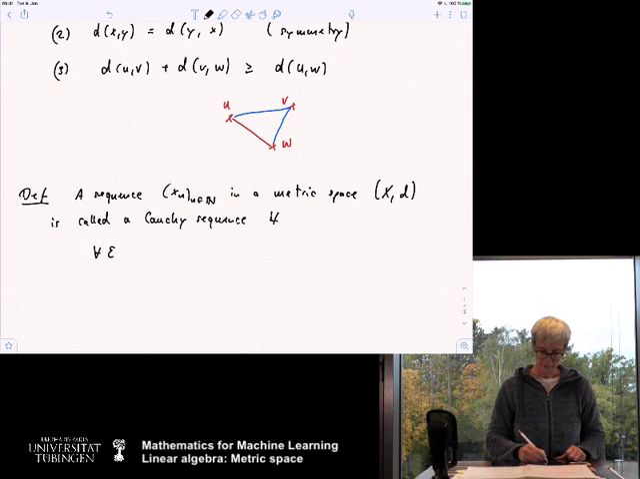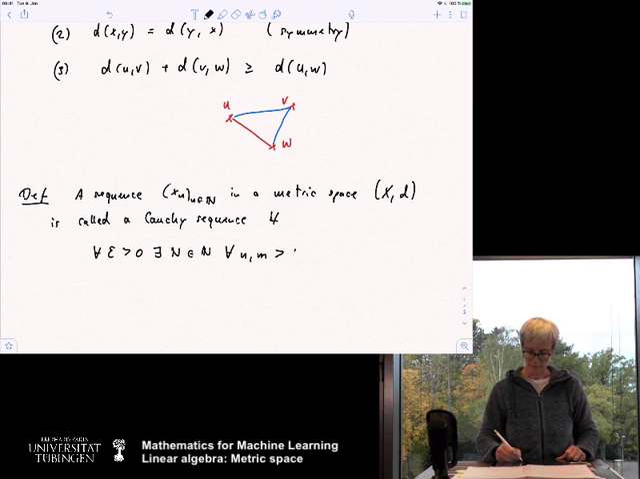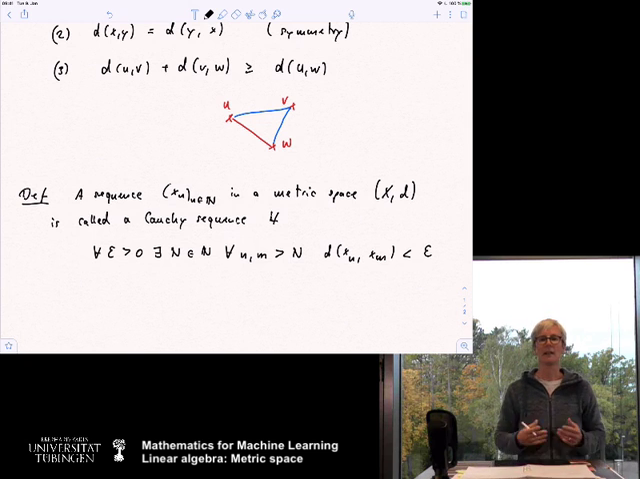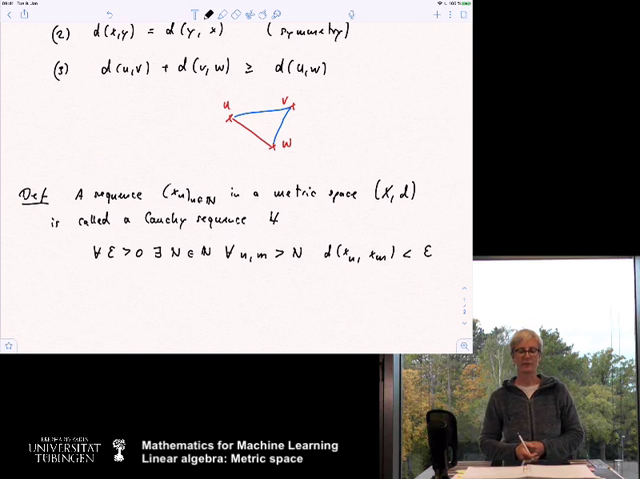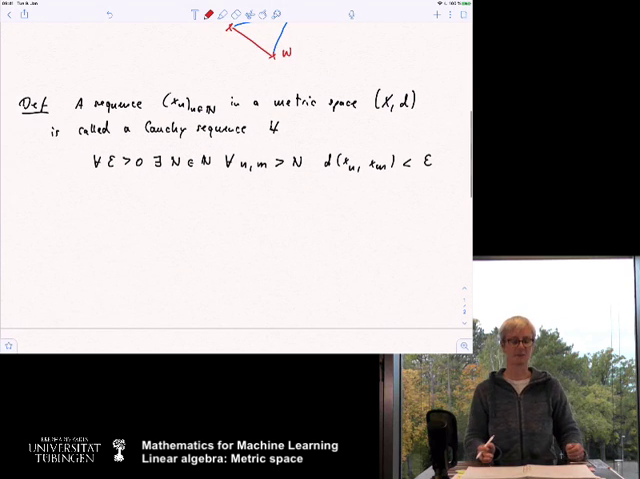For all epsilon larger than 0, there exists a capital N, a natural number, such that whenever you look at indices in your sequence that are larger than N, then the distance between point xn and xm is smaller than epsilon. I hope that many of you have seen this definition before, but for those who have not, maybe I give the 2-minute introduction to a Cauchy sequence.